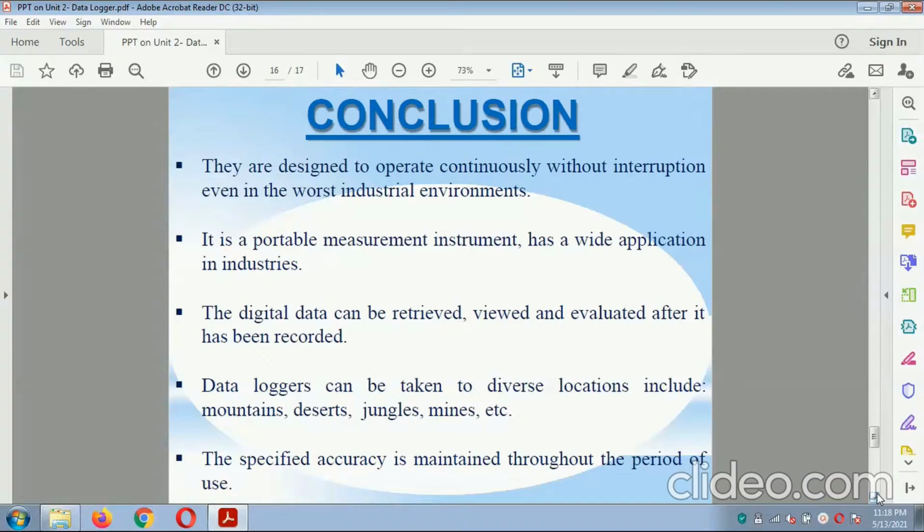The conclusion. They are designed to operate continuously without interruption even in the worst industrial environment. It is a portable measurement instrument that has wide application in the industry. The digital data can be retrieved, viewed and evaluated after it has been recorded. Data loggers can be taken to desired locations including mountains, deserts, jungles and mines, etc. The specified accuracy is maintained throughout the period of use.